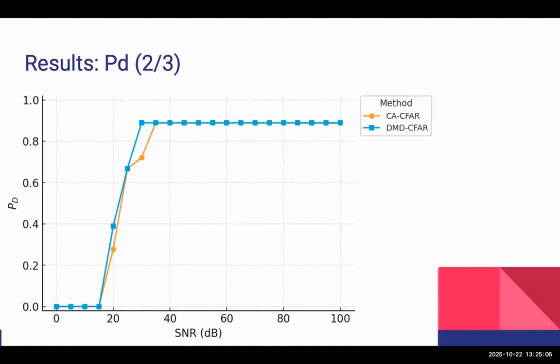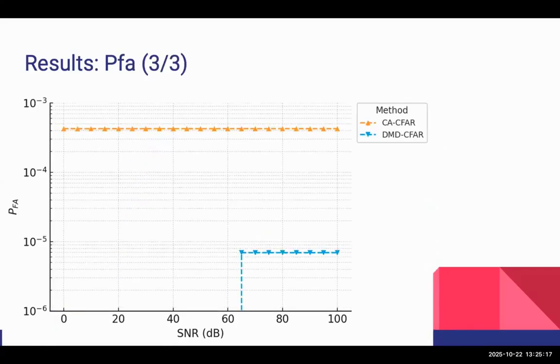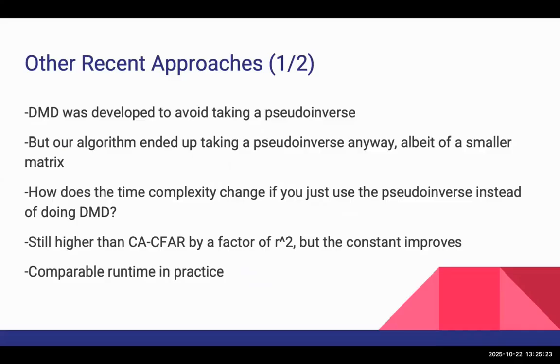So this is the probability of detection, just the data you saw on the previous slide. You can see sometimes they're equal. When they're not equal, DMD is better. Probability of false alarm, yeah, DMD is better as well. You want a lower probability of false alarm for fixed SNR. So I'm going to talk a bit about more recent approaches that we've taken to this line of work, because we've extended it in some ways since writing this paper.